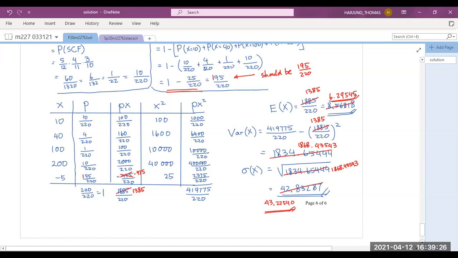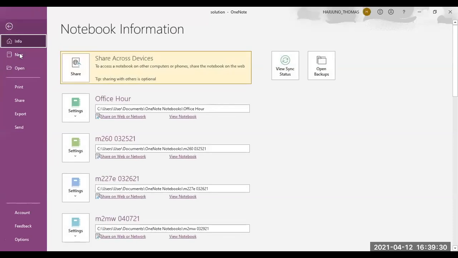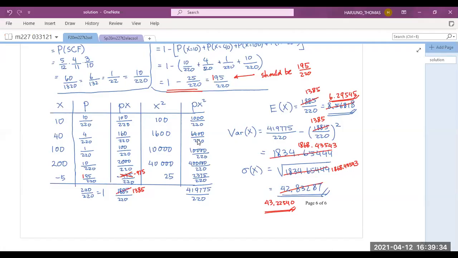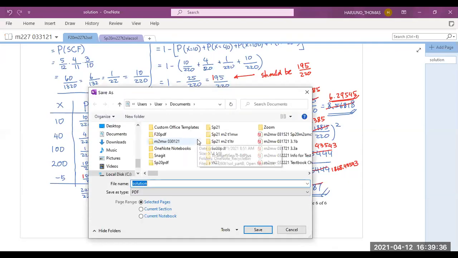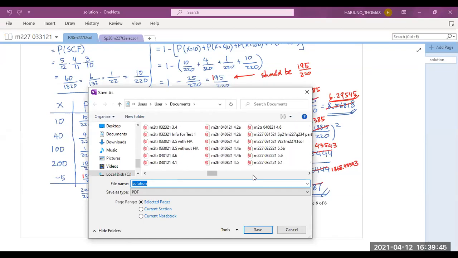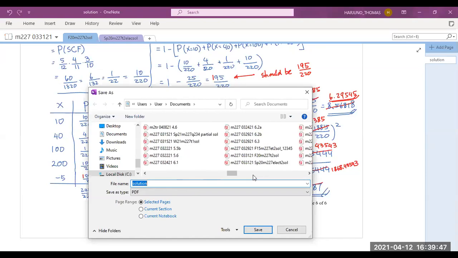43.22540. Okay, you know what? Let me save this and then update my file there. Give me a second. What's the name of this again? I think that was Math 227. This one, huh? It's that one. Fall 20.